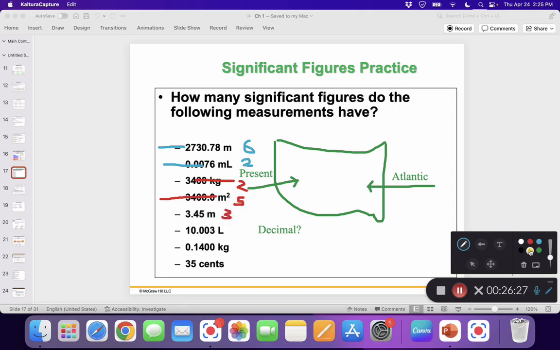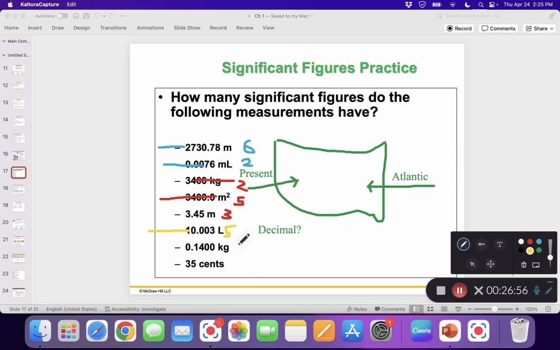Right? And now I have here 10.003. This guy has a decimal, so I have to start from the left hand side. So 1 is the first non-zero, and now keep on counting all of them. Okay, so 1, 2, 3, 4, 5. I have 5 significant figures in this number. Please try the following ones.